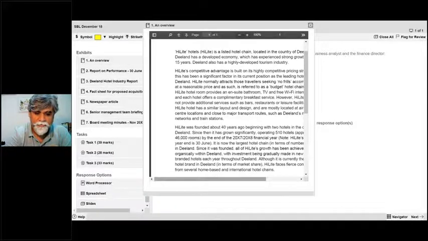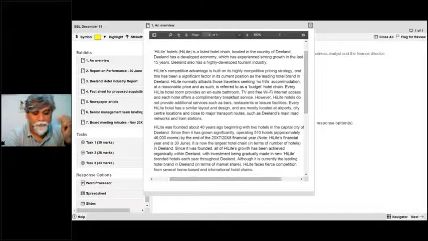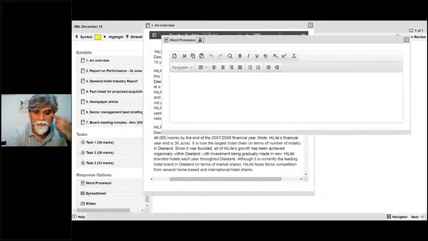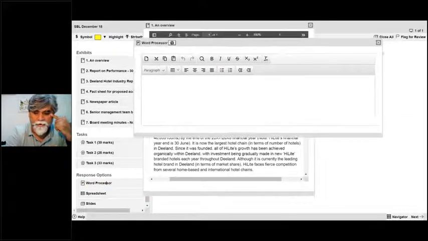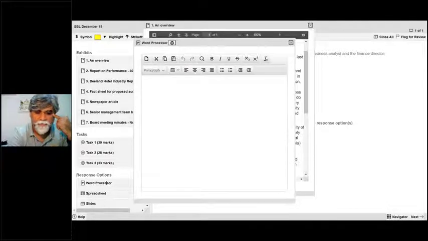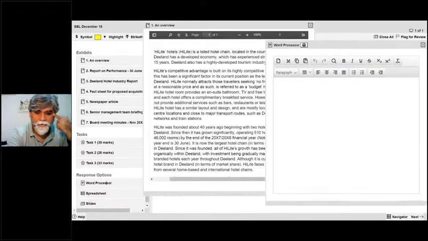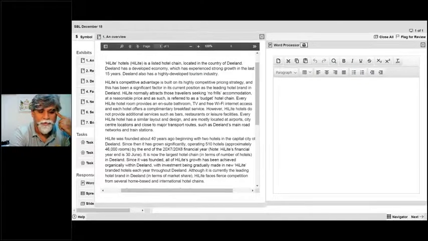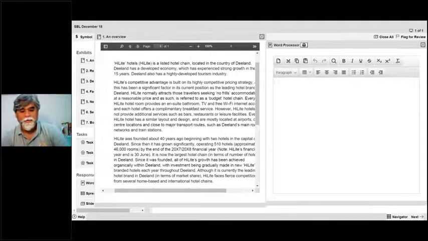And then you can also open the word processor like this. You click on the word processor and the word processor will open, and from the right down corner, you can adjust the word processor. You can bring it here. You can have multiple screens. You can read here and you can write and you can copy paste.